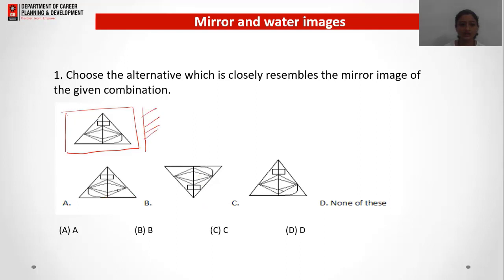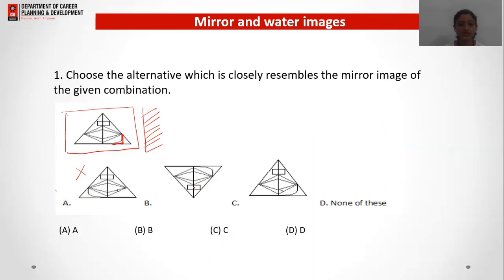We suppose that mirror is on this side. As we know, in the mirror image, the left hand side of the object becomes the right hand side and right hand side becomes the left hand side. So we have to find out the correct mirror image of the given figure. So first option, no, first will not be the correct answer because in this portion will be close to the mirror. So this remains close to the mirror. But in this option, option A, this becomes on the left hand side. So this cannot be the mirror image.